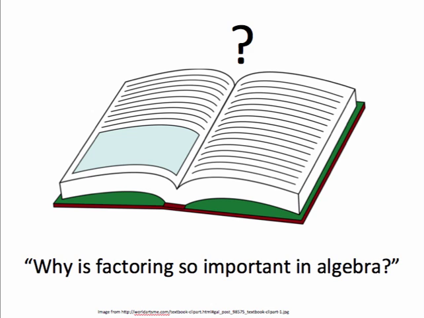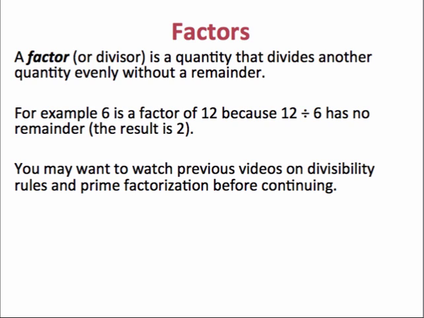If students know how to factor larger numbers in arithmetic, it'll be much more helpful to them in their number sense and breaking things down, and it'll help them greatly later on in algebra. What is a factor? In arithmetic terms, it's just another name for a divisor, a quantity that divides evenly into a larger quantity without a remainder. So an example would be 6 is a factor of 12 because 12 divided by 6 has no remainder. The result is just 2, no decimal in between.